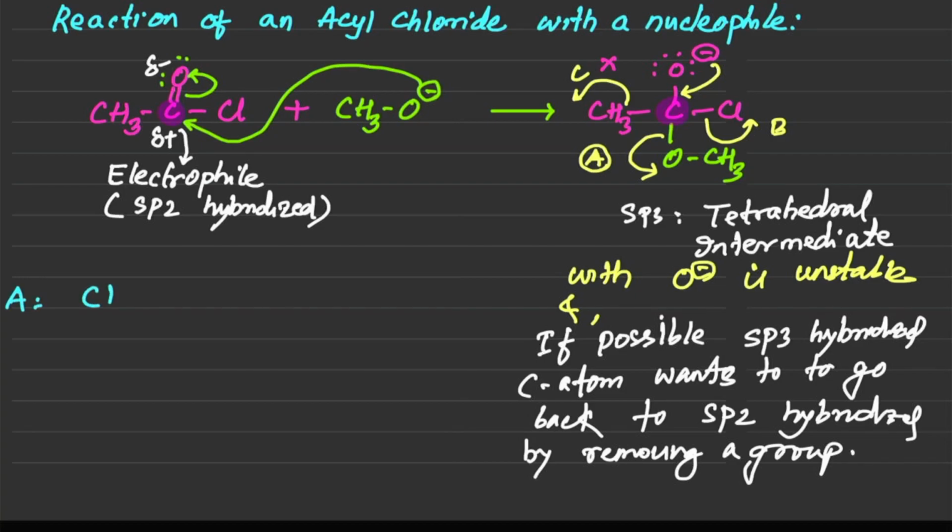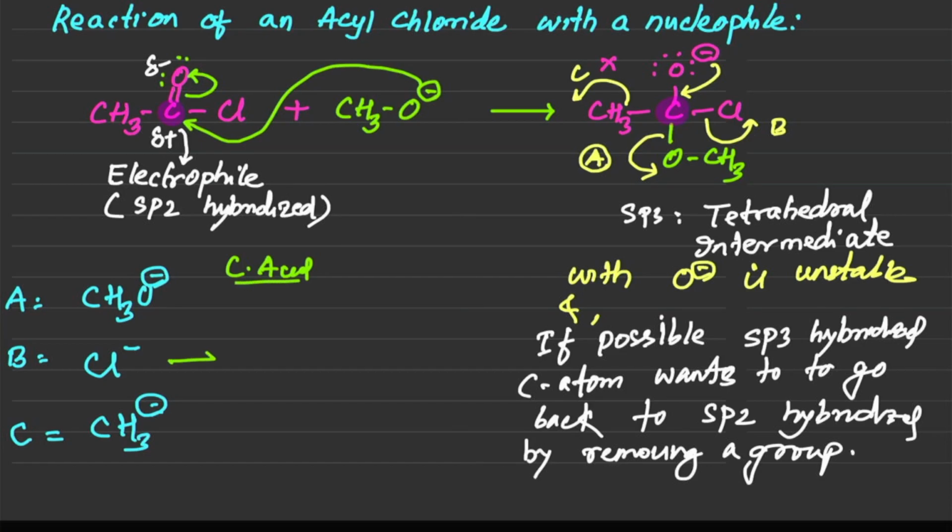So option A is CH3O-, that is our leaving group. Option B is Cl minus, and option C is our CH3 minus. So out of these, which option would be most likely? So the way you can decide is you look at their conjugate acid. So what is the conjugate acid of CH3O minus? That is CH3OH. Then this is HCl, and then this is CH4. And then you look at their pKa values.